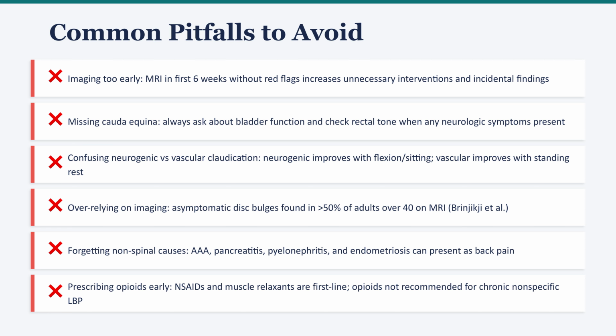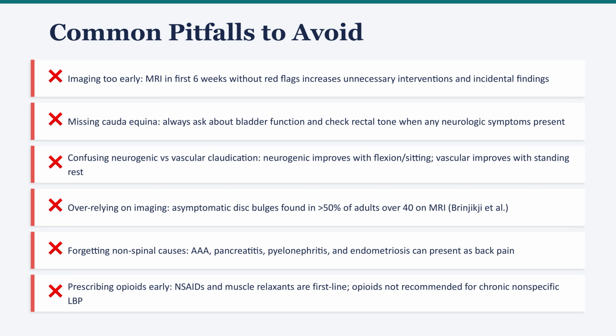There are several common pitfalls you should be aware of. First, imaging too early. Obtaining MRI in the first 6 weeks without red flags increases the discovery of incidental findings and can lead to unnecessary interventions. Second, missing Cauda Equina syndrome by not asking about bladder function and not checking rectal tone when any neurologic symptoms are present. Third, confusing neurogenic claudication with vascular claudication.